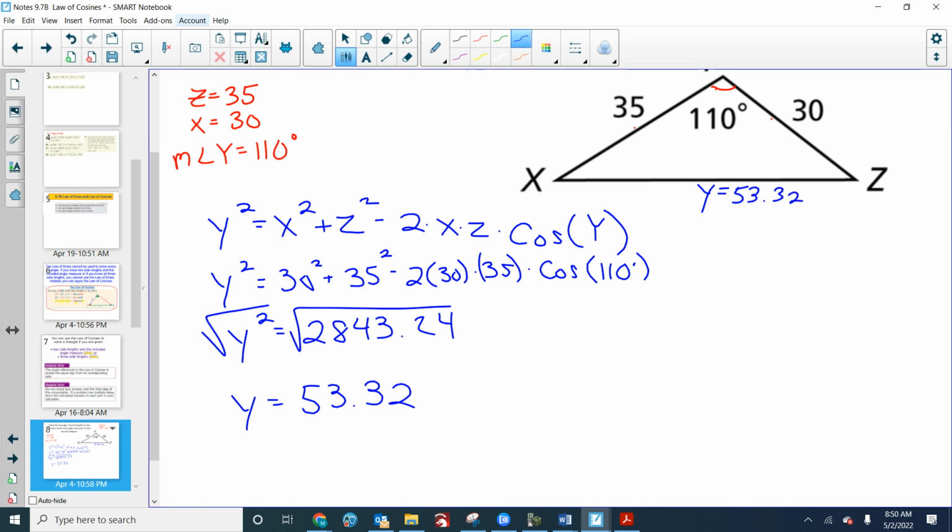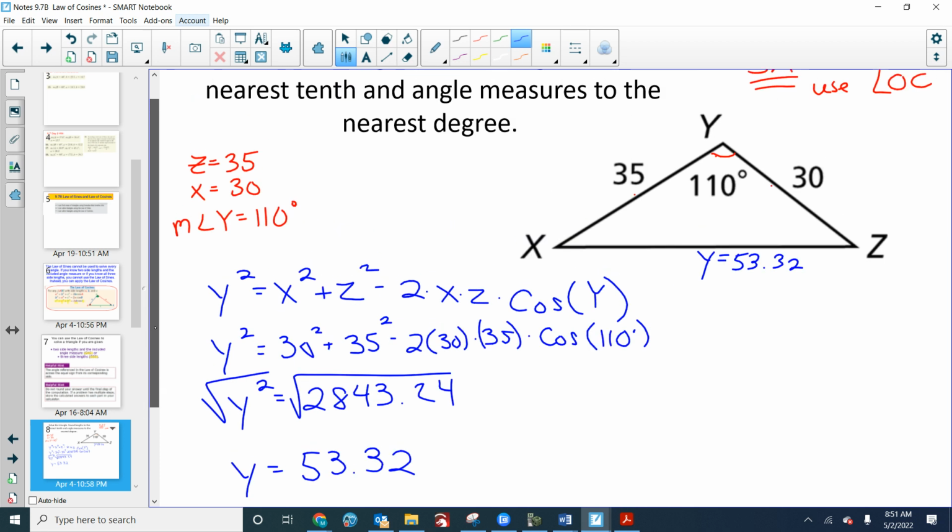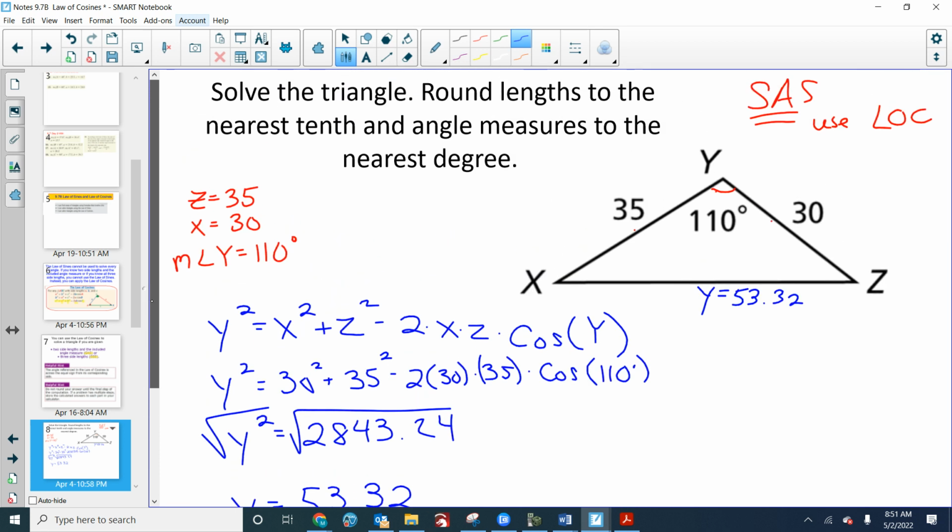Is that a reasonable answer for this triangle? Yeah, I mean, that's going to be the longest side, isn't it? Okay, don't call it the hypotenuse. This is not a right triangle, but it's going to be the longest side. Pretty easy, right? Type it in the formula. Square root both sides. Don't forget to square root both sides. Right? But we're asked to solve the triangle. So we had to find little y, and then we're going to have to find the measure of angle x and the measure of angle z. Any ideas?